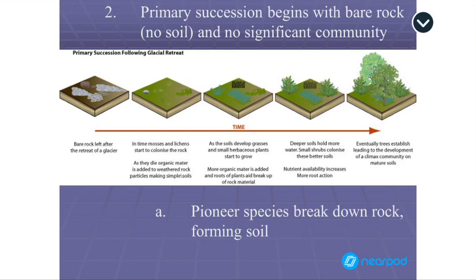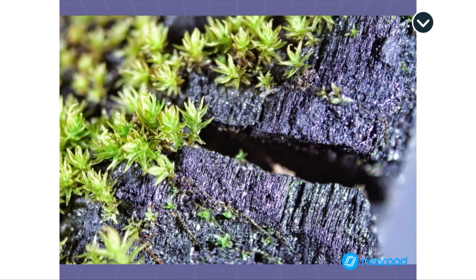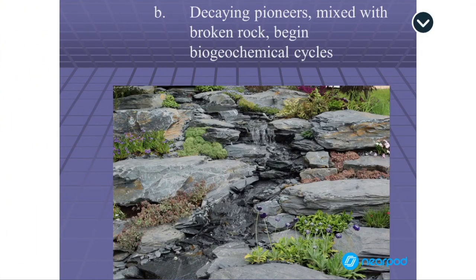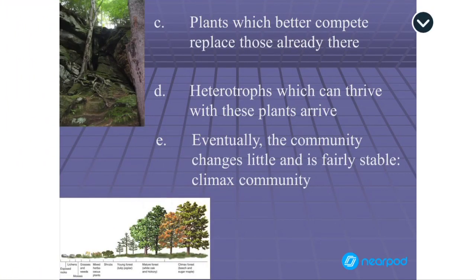So the first species to show up are called pioneer species. We know that the word pioneer means the first to show up. They break down the rock, forming soil. These are things like lichens and moss and very small plants that can crack rocks. Freeze-thaw cycles also make soil, and eventually we get soil. And then the decaying pioneers provide organic material for that soil, and then the biogeochemical cycles start to circulate within the ecosystem, and eventually you get plants and then heterotrophs that can eat those plants, and eventually we get to what's called a climax community.